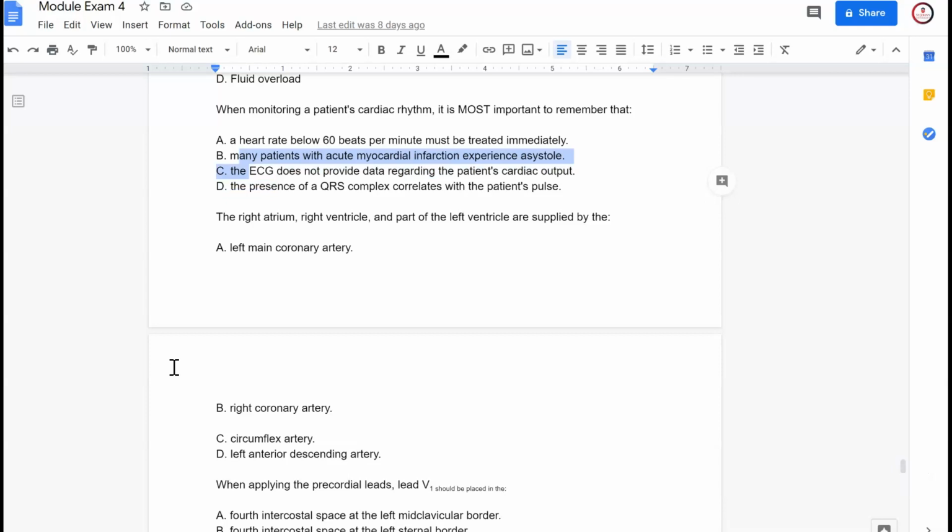Right atrium, right ventricle, part of left ventricle are supplied by, and this again is just studying and memorization, right coronary artery. I mean really, common sense, right atrium, right ventricle, it's going to be the right coronary artery.